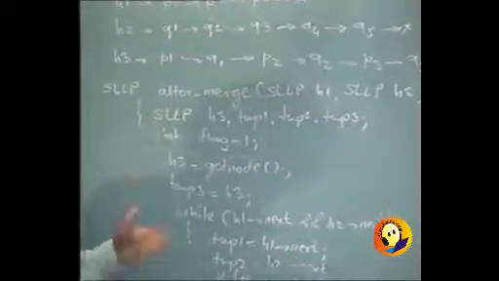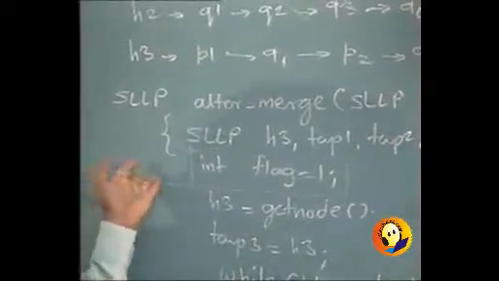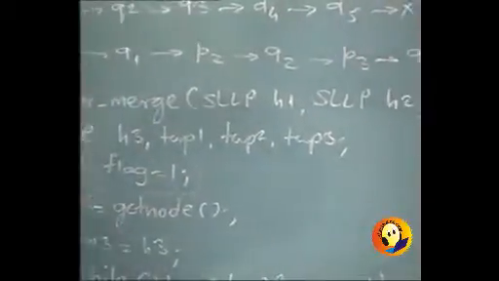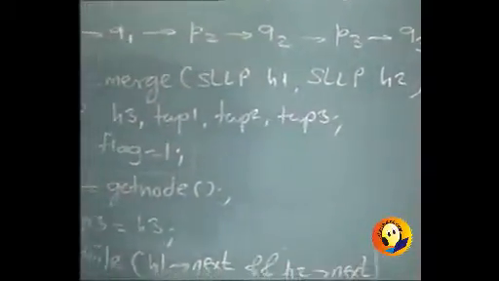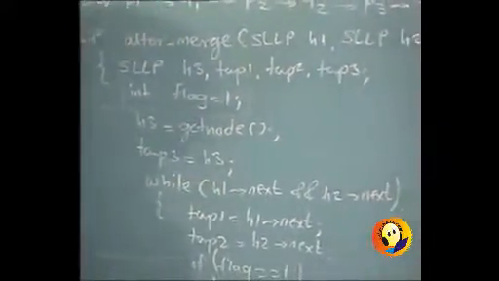If you can understand, then you can make the changes in the earlier one only, side by side. Otherwise write it fully. There should be no problem in writing. Example you will have to give. Okay, what do we mean by merge the nodes in the alternate positions?